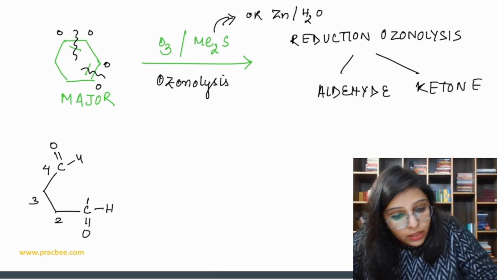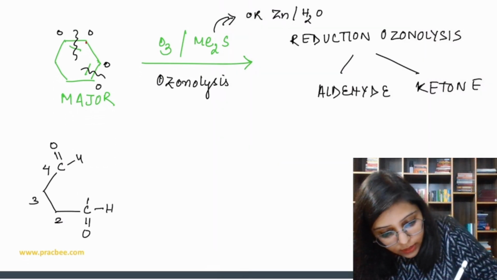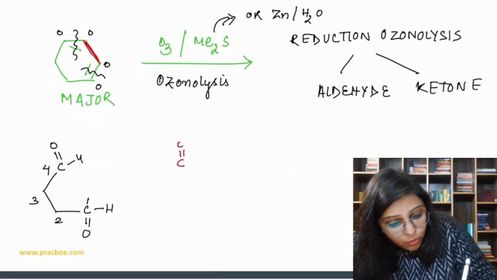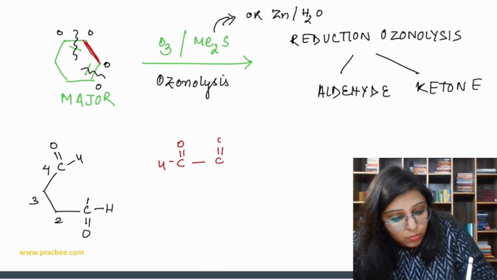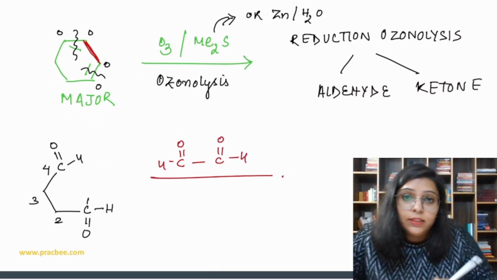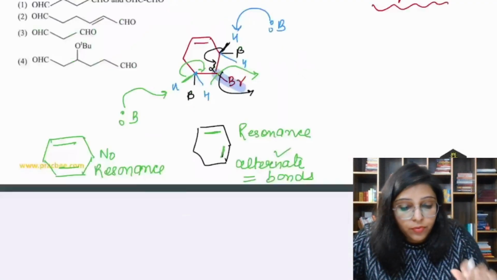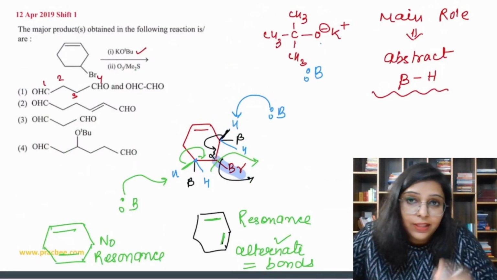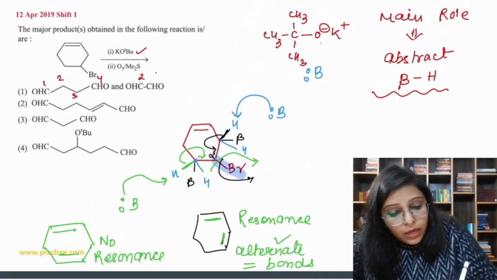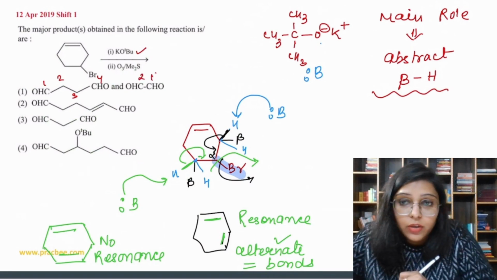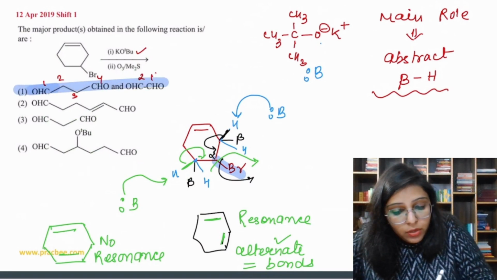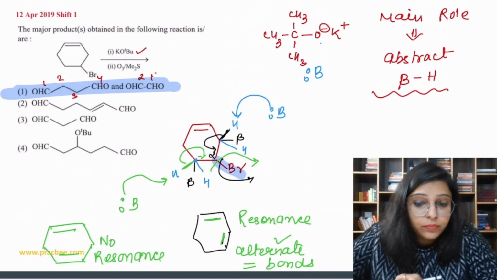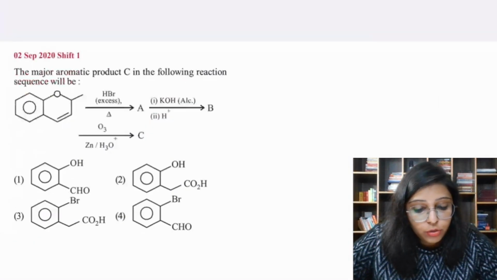Second compound, if I write this compound, it contains 2 carbon. So we write C double bond OH and C double bond OH. Clear? So we have 4 carbon, 1, 2, 3, 4 and 2 aldehyde group, and we have 2 carbon aldehyde group. So answer is going to be option number 1. Okay. Now moving on to the next question.